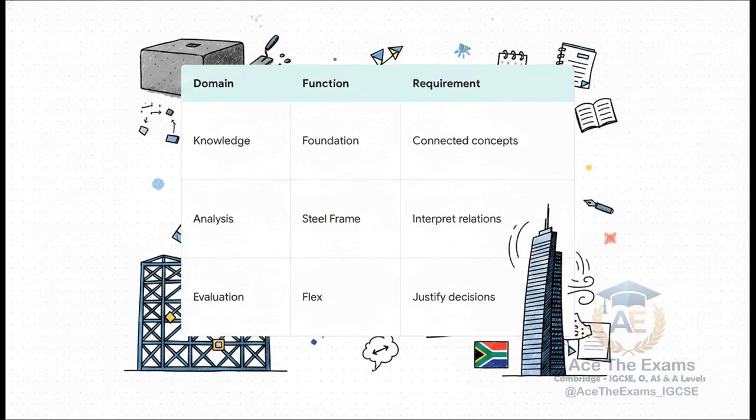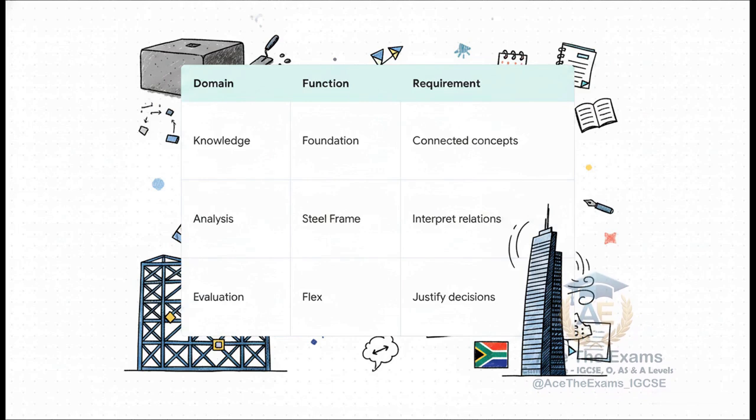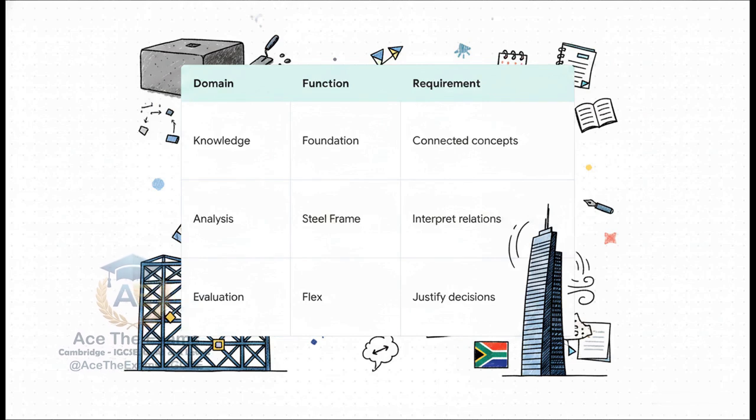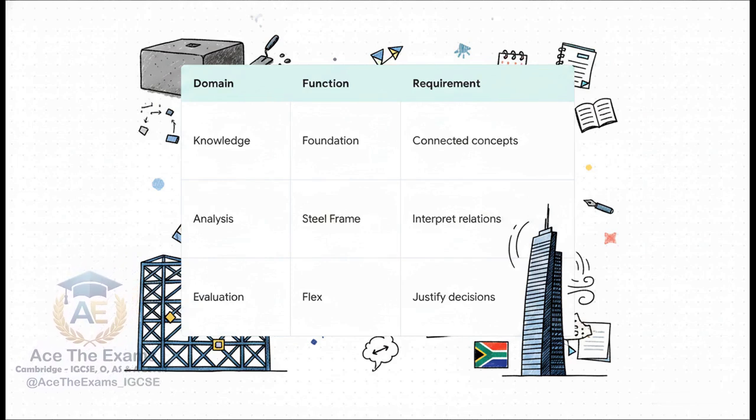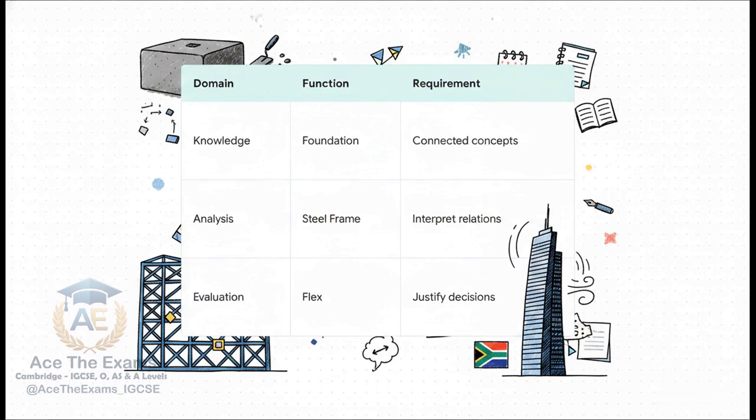Finally, the third pillar is evaluation. I like to call this the high-rise flex. Real high-rise buildings actually need to sway slightly in the wind to avoid snapping, right? In your essay, flex comes from your ability to evaluate the quality of your evidence, identify its limitations, weigh alternative interpretations, and justify your ultimate decisions. Successful builders on this site demonstrate competence across all three of these domains simultaneously. You pour the foundation, you erect the steel frame, and you test the flex.